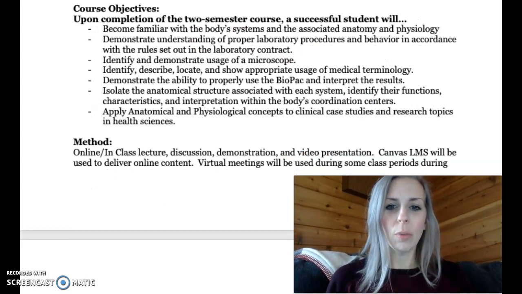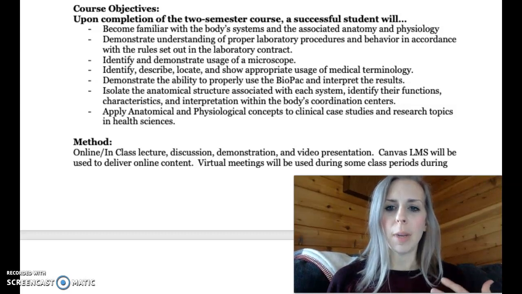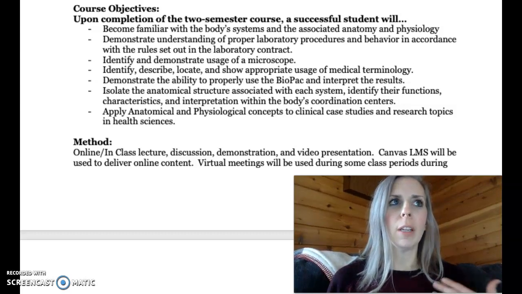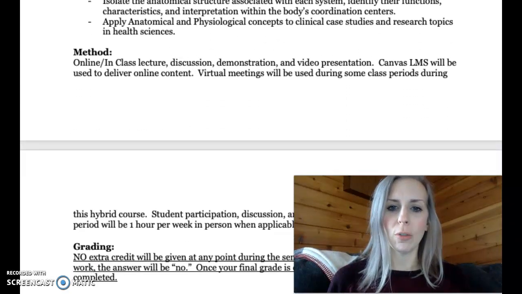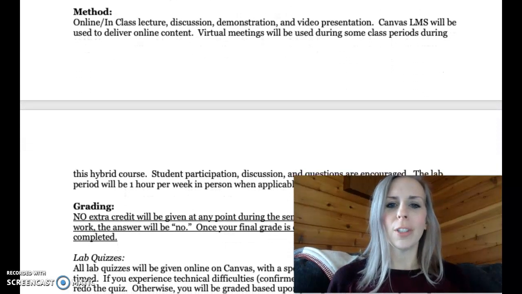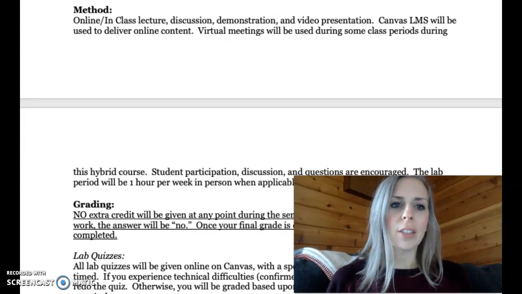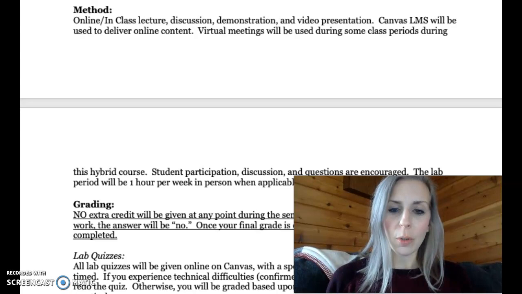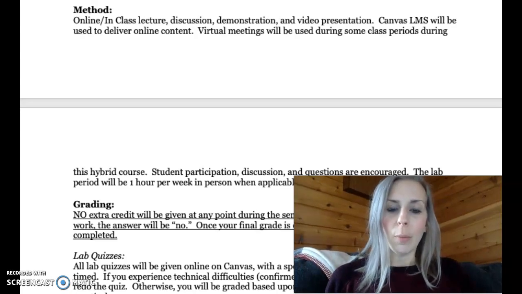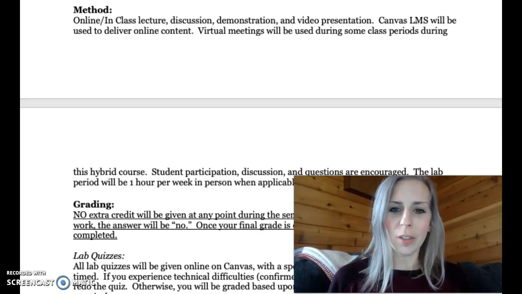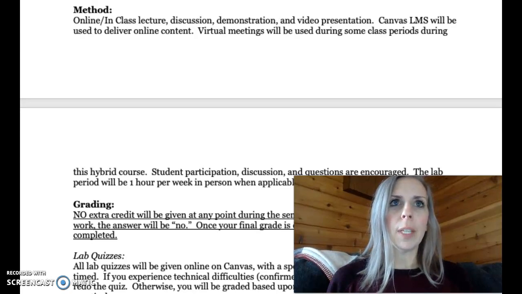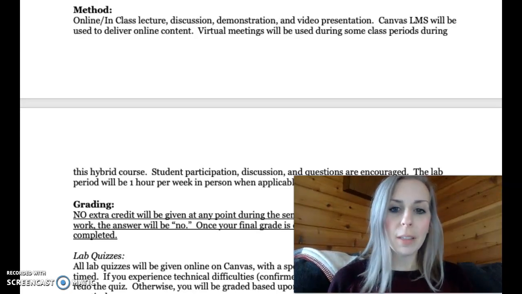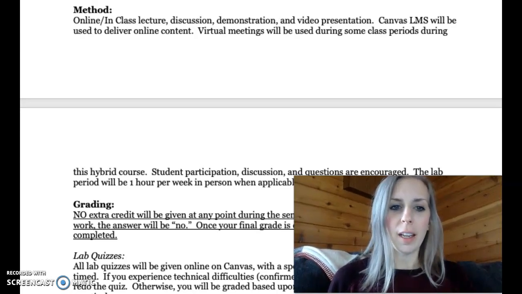So really quickly, our course objectives are going to just build upon what we did last semester. We're going to, like I said, be focusing on the other systems that we didn't get to. And the method will be the same. We're going to do some online. We're going to use Canvas as our LMS, and we're going to have some virtual meetings. We're going to have some in-person meetings, and we are going to try to make the best of this COVID world and see you as much in person as possible, do as many activities in person as possible this semester, so that way you get all of the hands-on that you can.